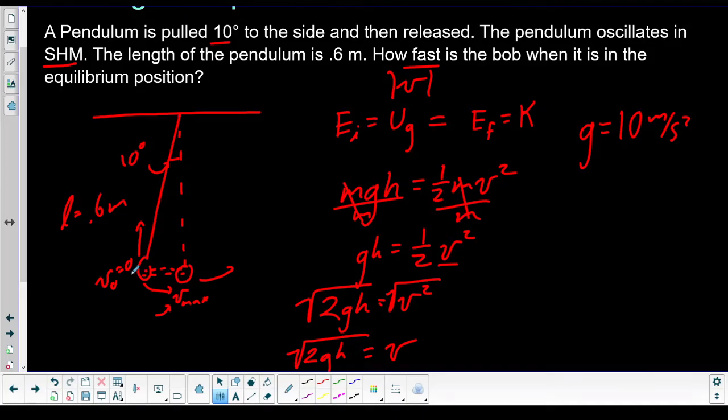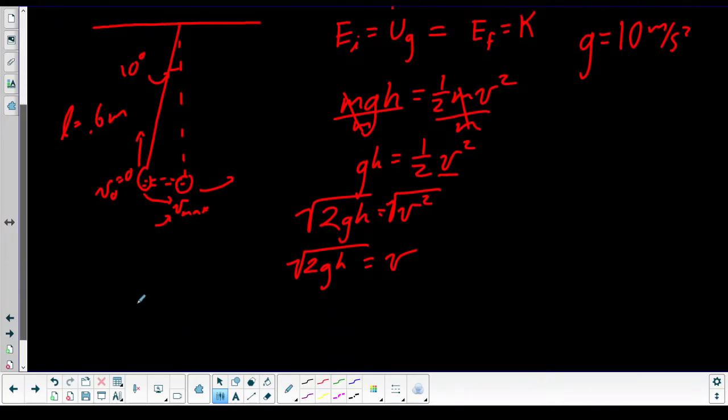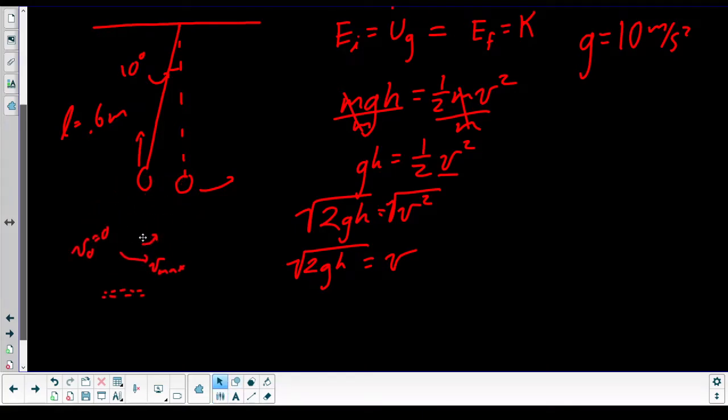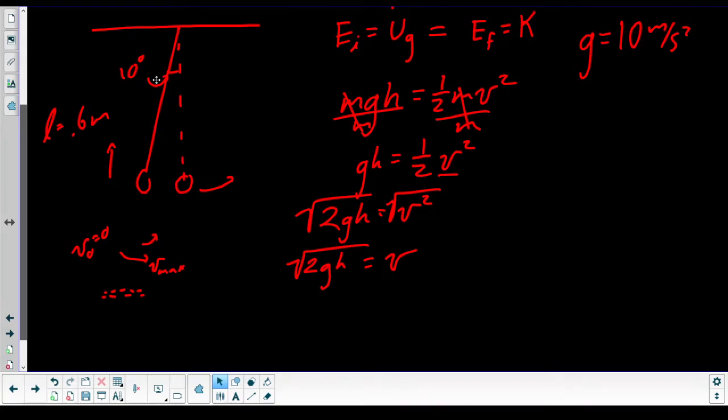So let's talk about this. If we look at this bob here, let's clean this up a little bit. We're looking for this height from here to here. So, do you guys see this triangle? Okay. We want to know this distance here. This tiny little distance right here. That's h. But we can find it.